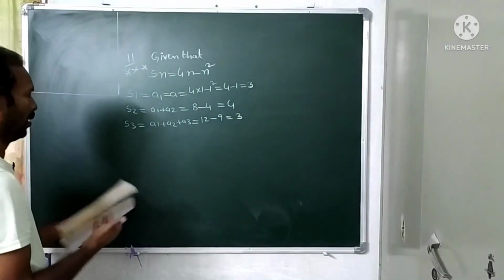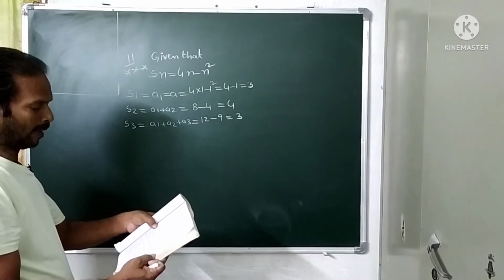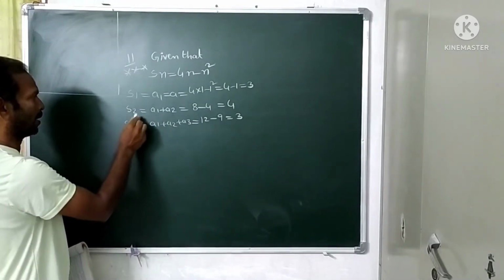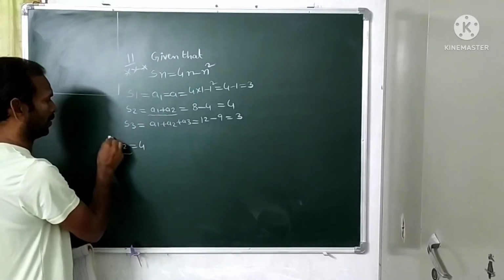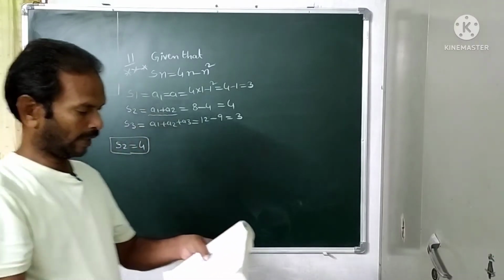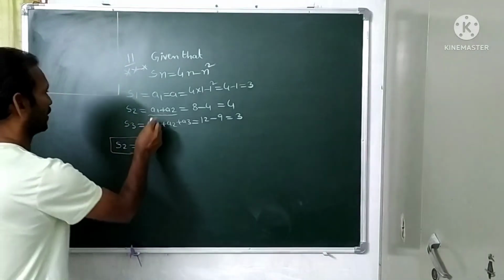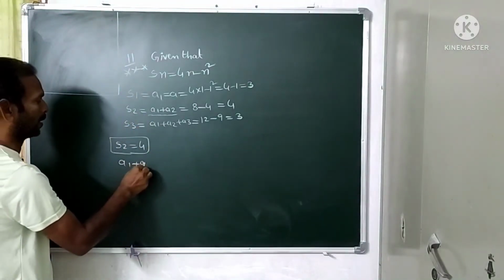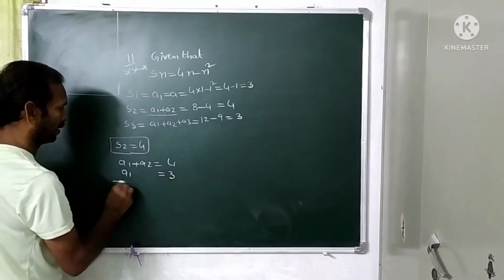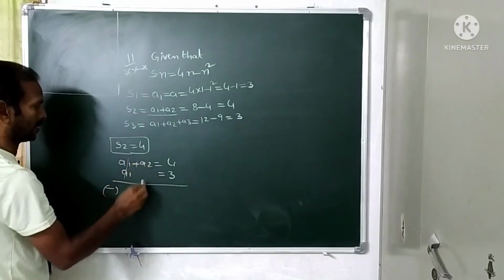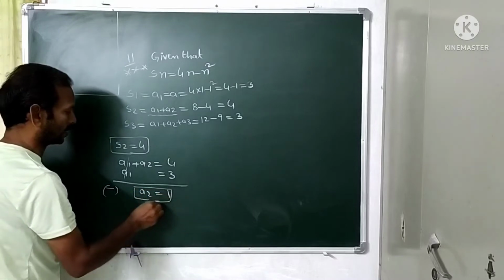First, what they asked you to calculate: what is the sum of the first two terms? The sum of the first two terms means S2, which is equal to 4. Completed one question's answer. Next, what is the second term? See, A1 plus A2 is equal to 4. Here A1 is equal to 3. Do the subtraction, both will cancel. A2 is equal to 4 minus 3, which is 1. That is the second question's answer.